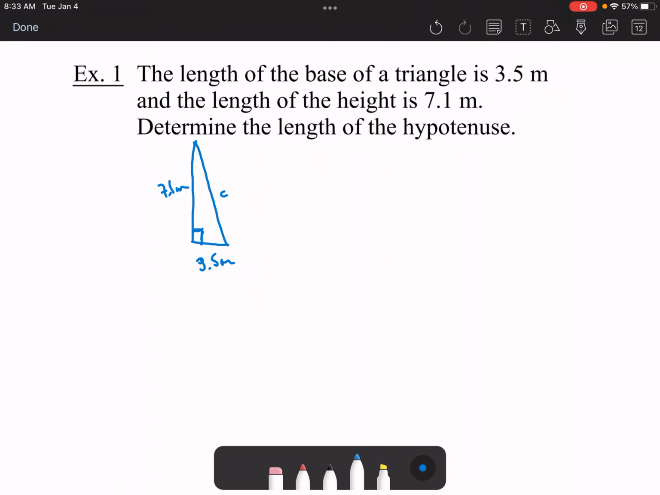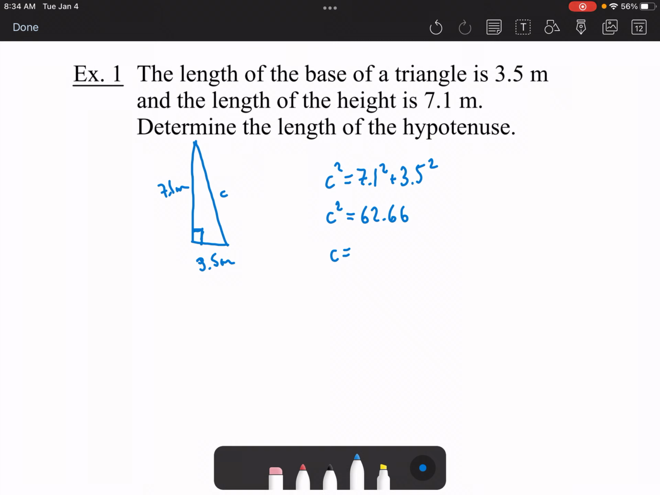So the relationship takes c squared is equal to one of the lengths squared, it doesn't matter which one, and adds the length of the other side squared. Now again, using your calculator, all you have to do is calculate 7.1 squared plus 3.5 squared. So using your calculator, you should get 62.66. Now when you start calculating on opposite sides of the equal sign, you should separate them and do one step at a time.